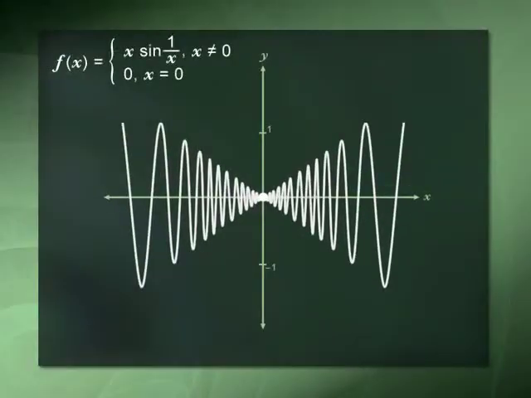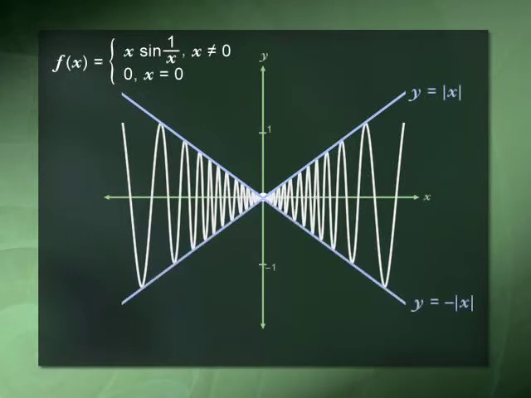Here's a graph of that function. I've graphed this x sine 1 over x, which is going up and down, but it's being what we call in mathematics and engineering, damped. It's a motion that is getting smaller and smaller. And in fact, it's below the absolute value function, that V that we've talked about, and it's above the negative absolute value function.